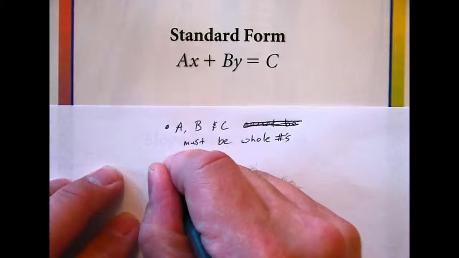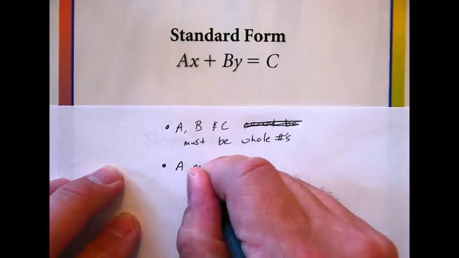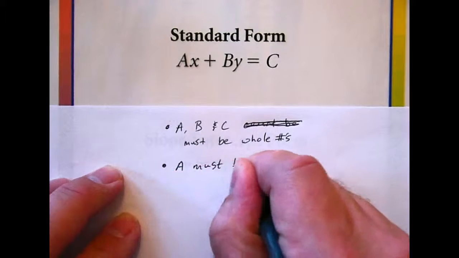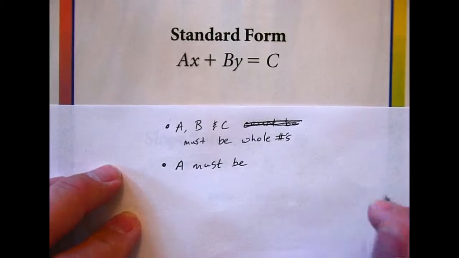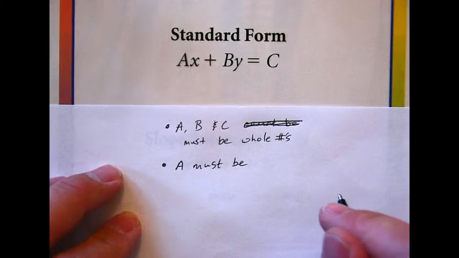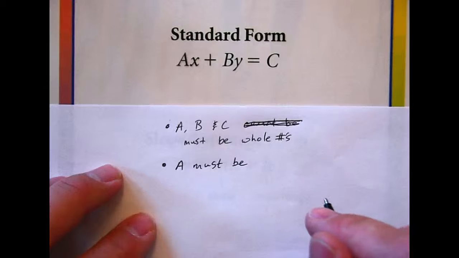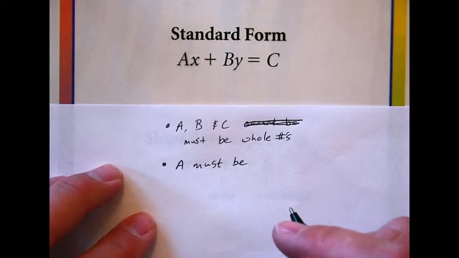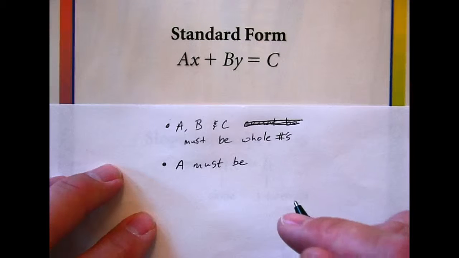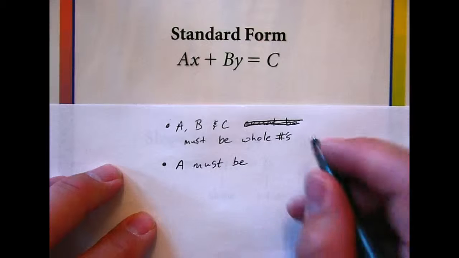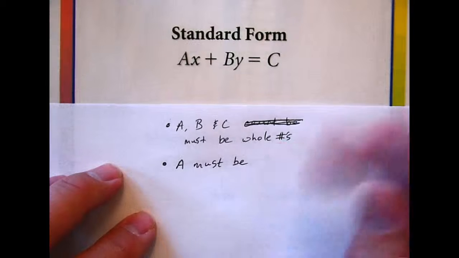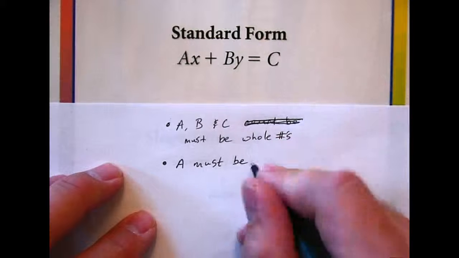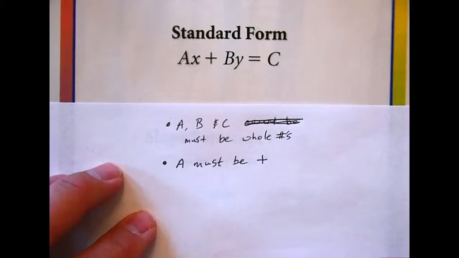And A must be, anyone know? Eli? Yeah, greater than 1, which we call A. Cody? Whole number? Yeah, true. No, natural number. It is a natural number. Okay. A must be positive.